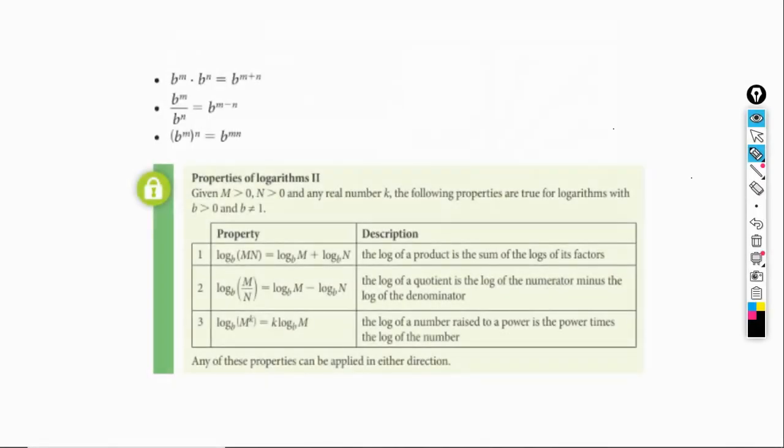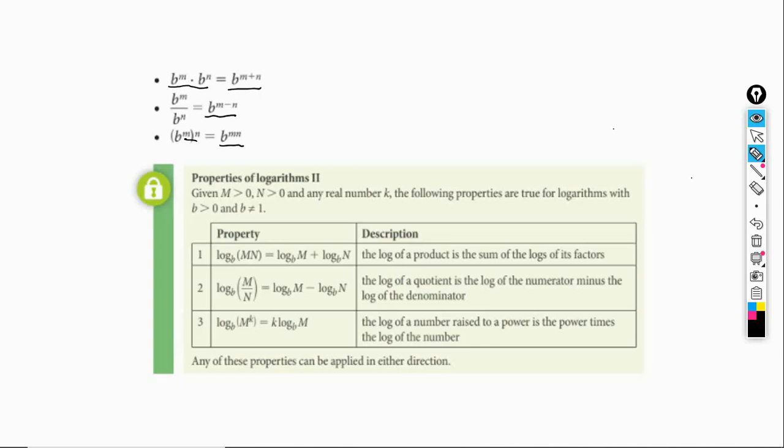On the next slide, you're going to find some properties of logarithms. But before we take a look at the properties themselves, let's recall some properties of exponents. Remember that if we have b to the m times b to the n, that equals b to the power of m plus n. If you have b to the m over b to the n, that equals b to the power of m minus n. And finally, if you have b to the power of m and that to the power of n, that equals b to the power of m times n.